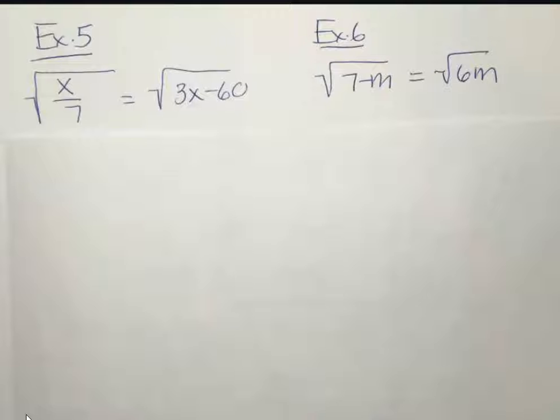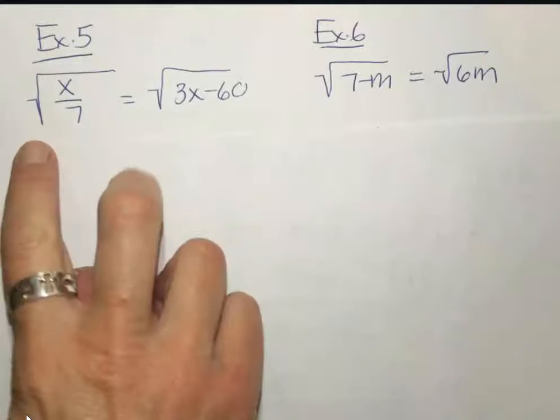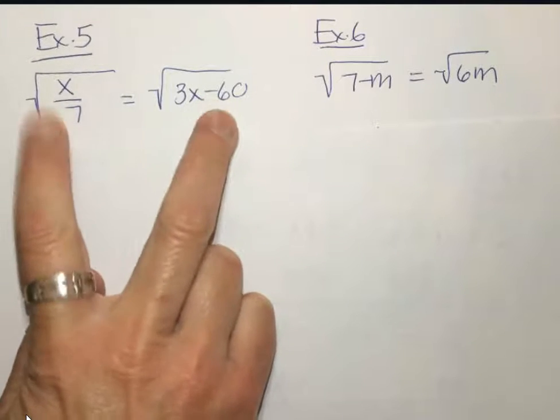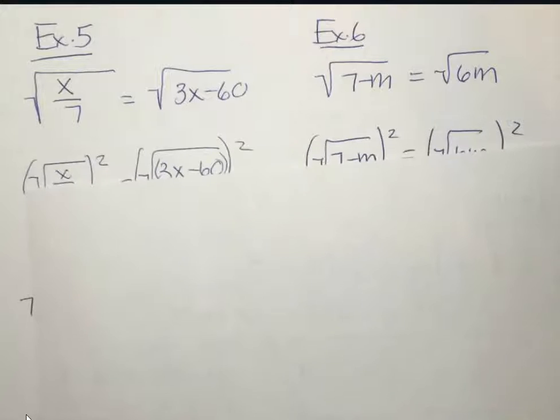Okay, we're going to look at examples 5 and 6. I'm going to go ahead and let you write those down, and then I'm going to start you on 5, and then I'd like you to pause the video and go ahead and work 5 and 6 out, and just check your work when you're finished. So, with number 5, I have a radical equal a radical. So, I'm going to square both sides.